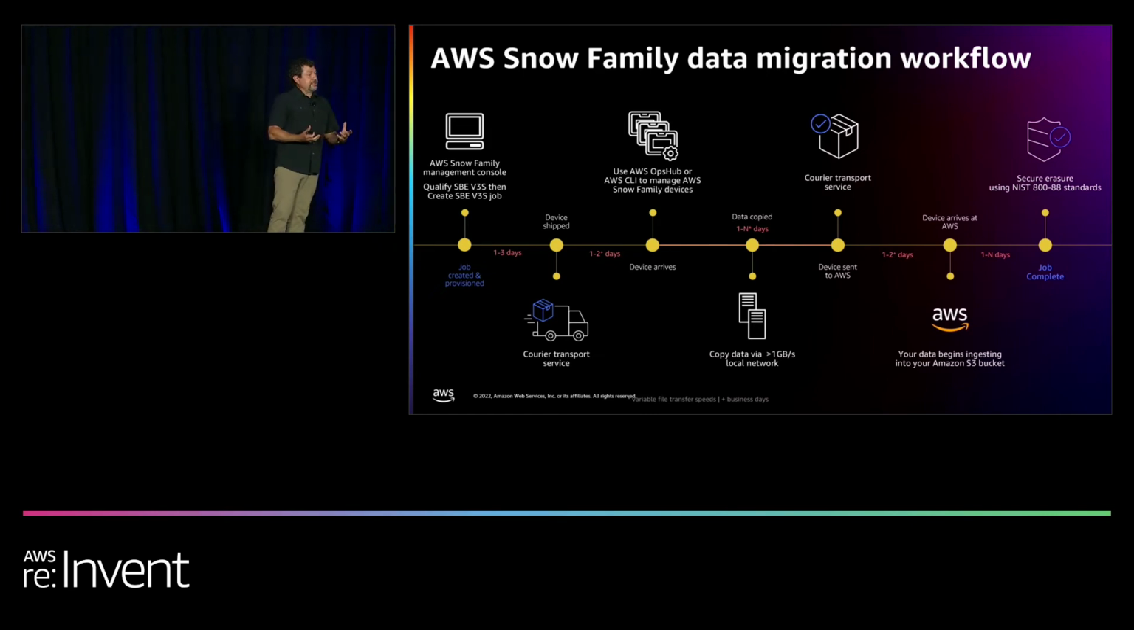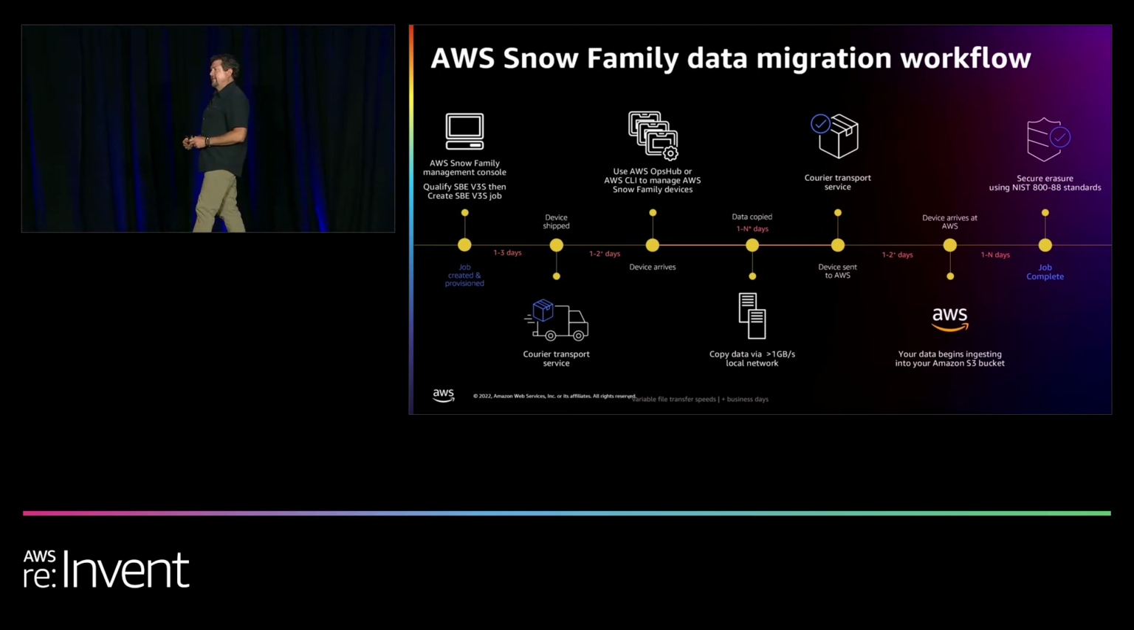So you order a Snow device from the console. You just go into the AWS console, go into the Snow family service, tell us the device types you want and how many, and where to ship it to, and then that creates what we call a job, and the job is the use of a single Snow device.